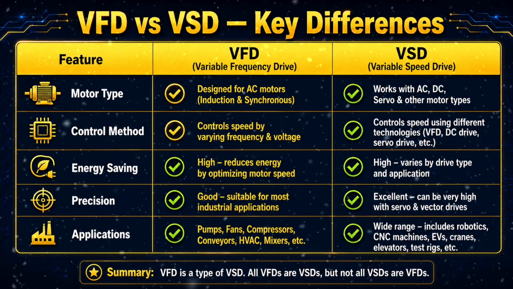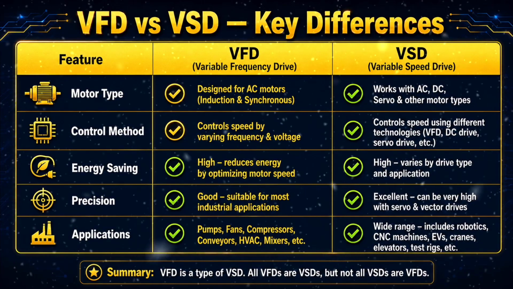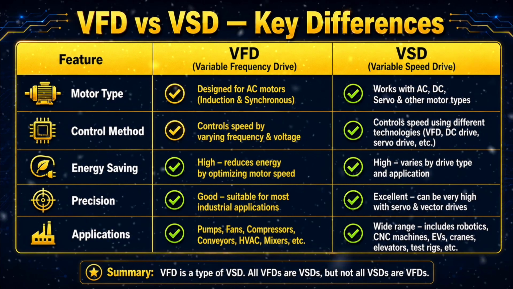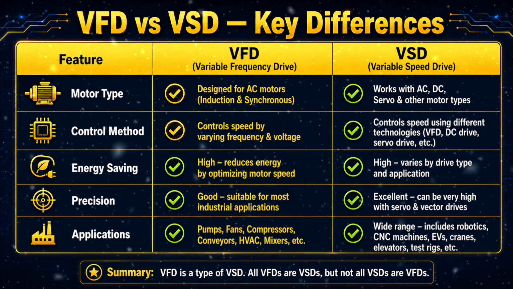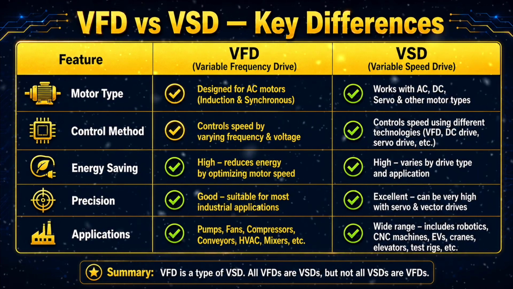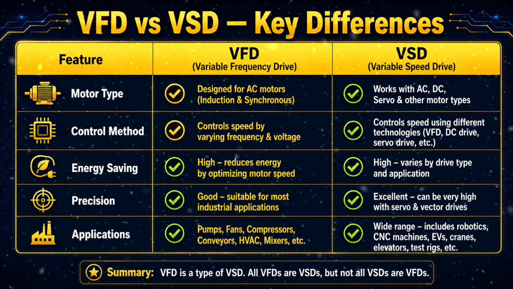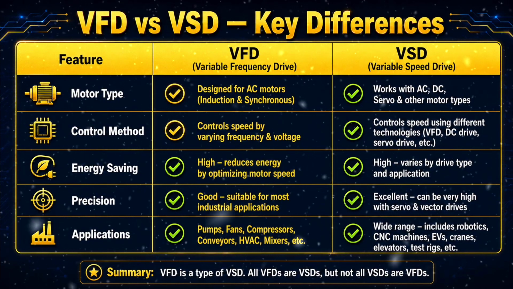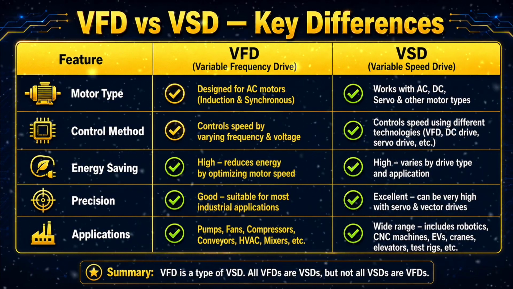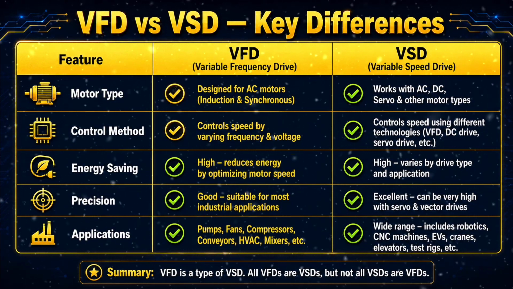Now let us go through the key differences table. Look at the screen. First, motor type. VFD, designed specifically for AC induction and synchronous motors only. VSD, compatible with AC motors, DC motors, servo motors, and other motor types. Second, control method. VFD, controls speed by varying frequency and voltage simultaneously. VSD can use various technologies, VFD for AC, thyristors for DC, servo amplifiers for precision control.